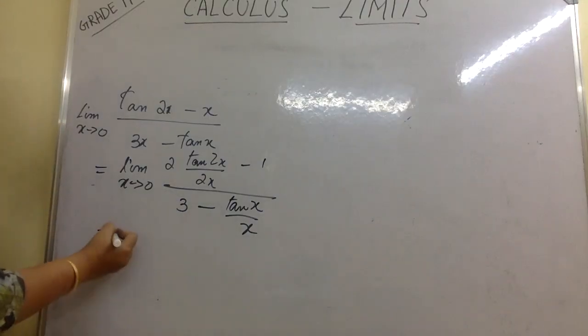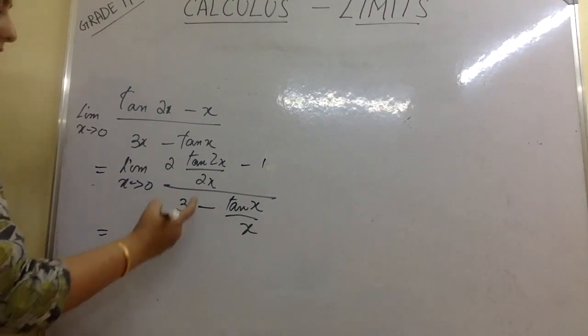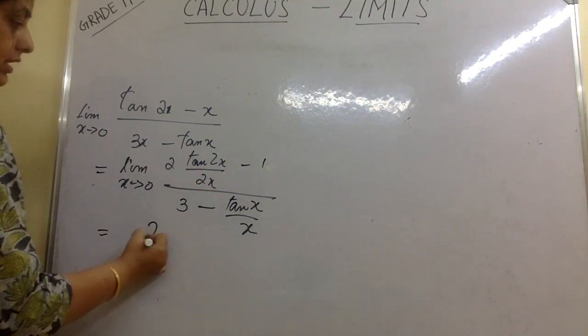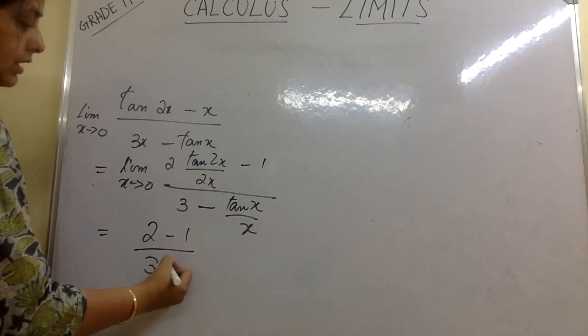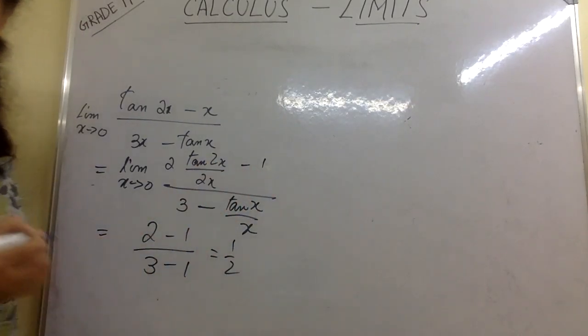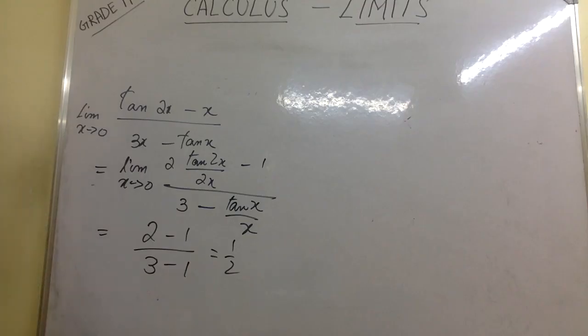Okay, now if we apply limits here and if we apply limits here, we get 1 here for this much. So that is 2 minus 1, 3 minus 1. That is 1 by 2. 1 by 2 is our answer.